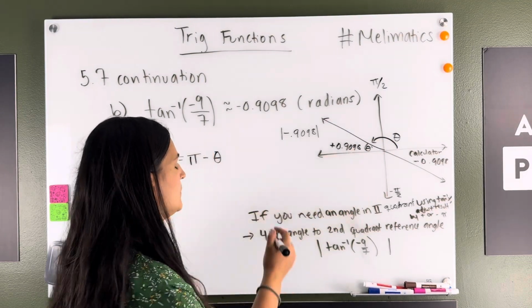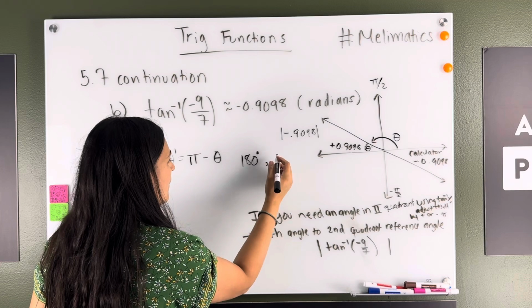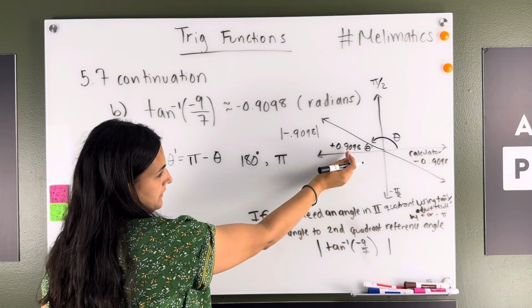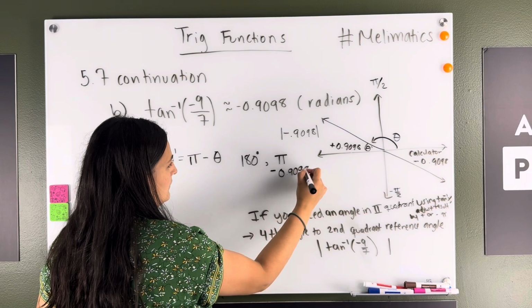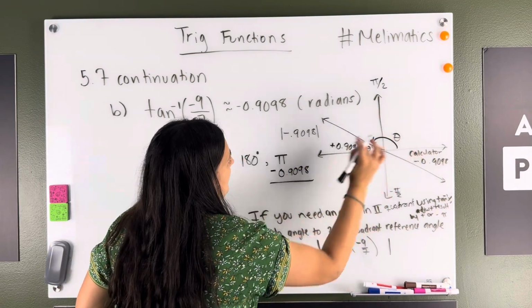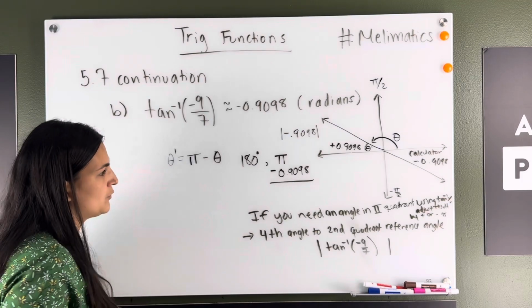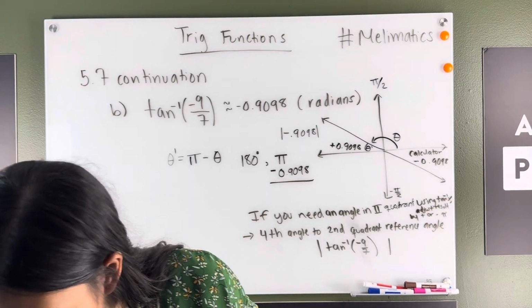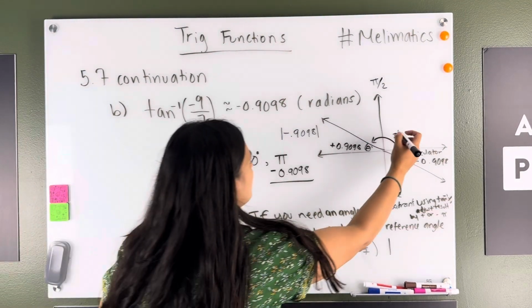But in terms of logic, if both of these add up to 180 and I have this angle, then just do 180 degrees if you're in degrees, or pi if you're in radians, which right now we're in radians, and subtract the reference angle, and that'll give you this angle. Okay, so you use the calculator, 3.14 minus 0.9098. That is why the answer is approximately 2.23.